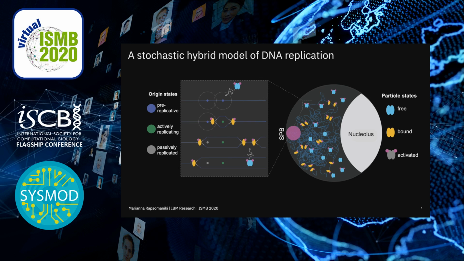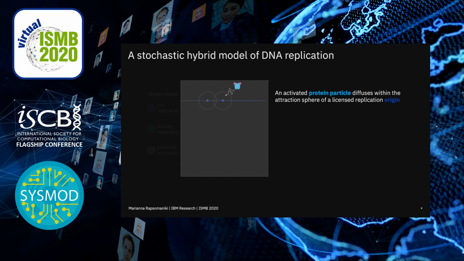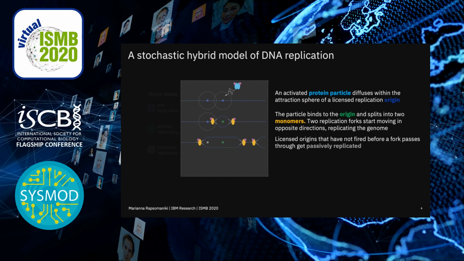Now, in contrast to existing work, our model explicitly models origin firing as the interaction between firing factors and origin sites. When a particle meets the attraction sphere of a licensed origin, it binds to it and splits into two monomers on two replication forks that move along the DNA. Origins that have not yet fired when they are met by an incoming fork get passively replicated, and when forks meet, a new particle dimer is formed that is released back into the nucleus to diffuse and potentially activate other licensed origins.